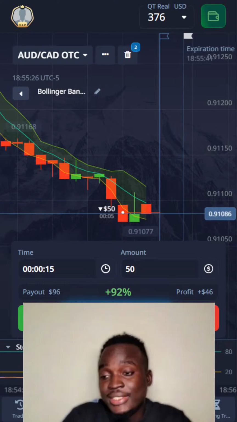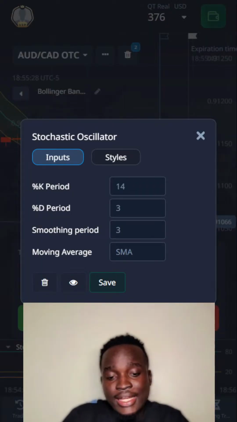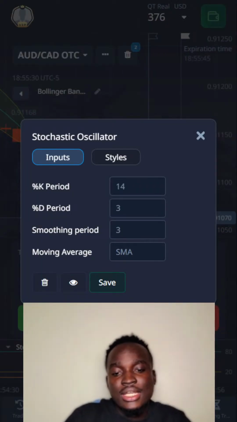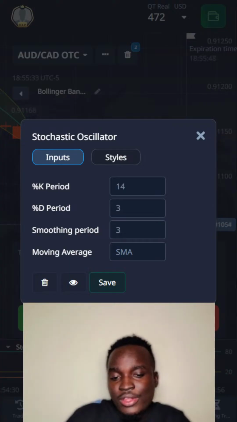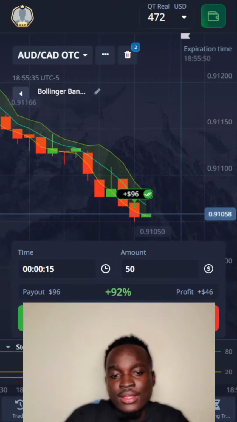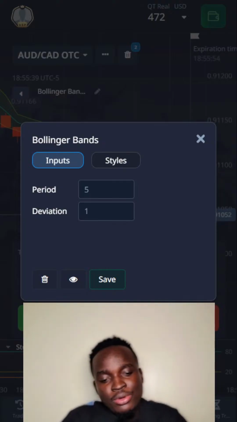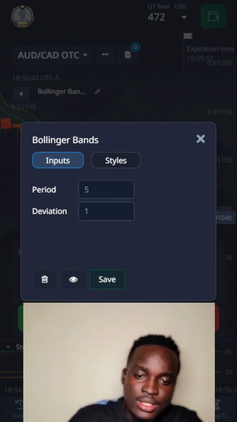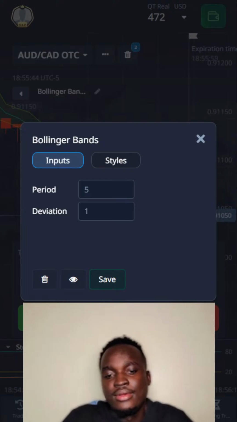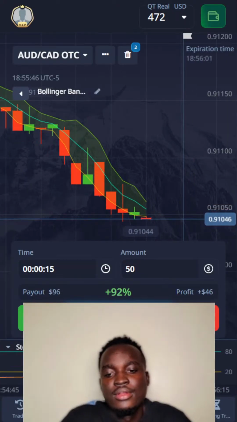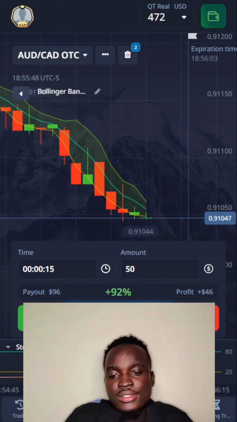Bro, please tell indicator settings. My indicator settings are default. The oscillator is a default 14, 3, 3. Then the moving average is SMA. Then my Bollinger Bands are also default, which is a period of 5 and a deviation of 1. Let's continue moving with this.